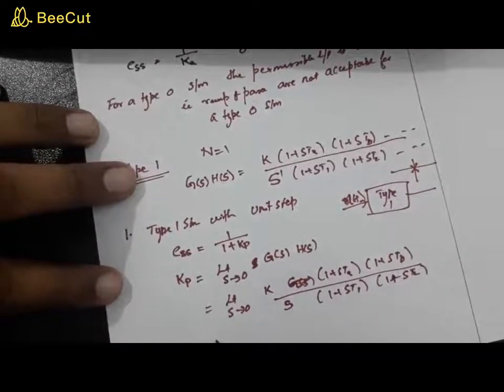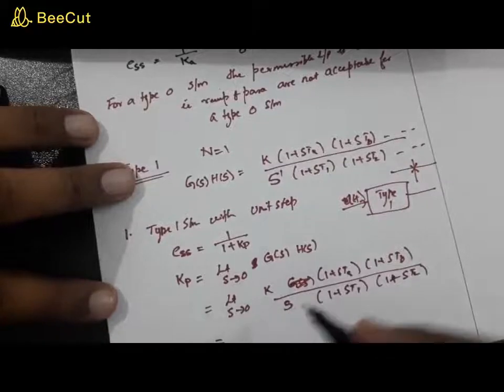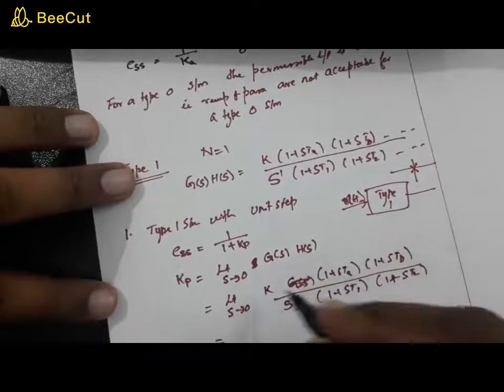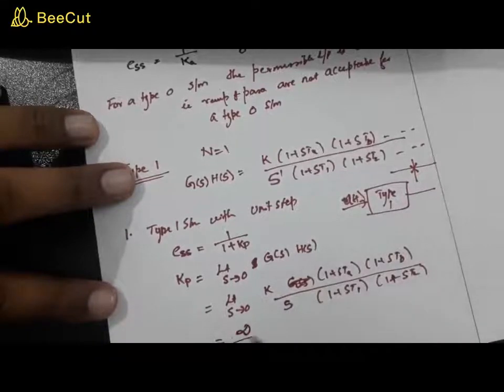So what is your Kp now? When you apply limit s tends to 0, what happens? It becomes 1 by 0, right? All the other terms become 1. So this becomes 1 by 0. That means this becomes infinity, right?